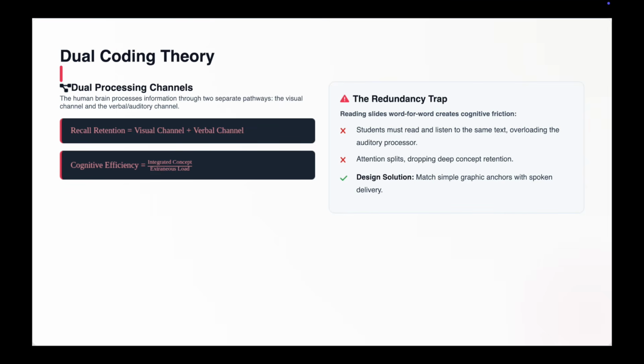To leverage dual coding effectively, you should use visual elements as anchors for your spoken lessons. Use simple, high-impact graphics, diagrams, or icons to represent your ideas visually, and use your voice to deliver the details. This balanced approach engages both channels without overloading either one, making your lesson much more memorable.